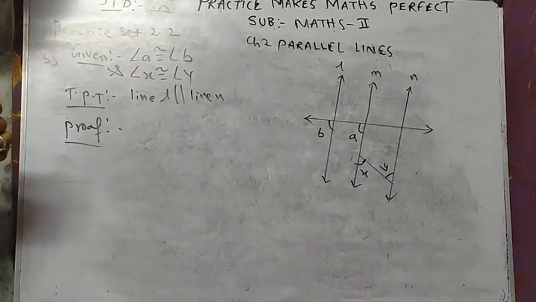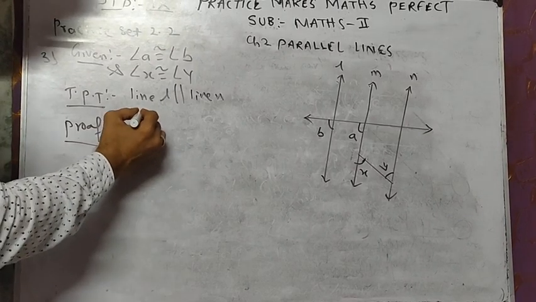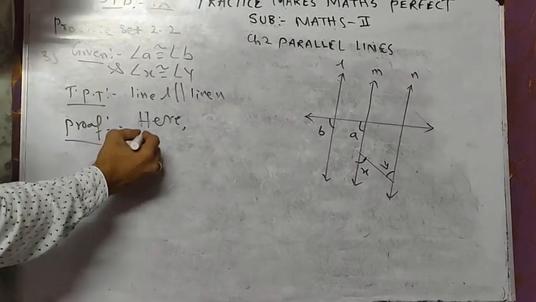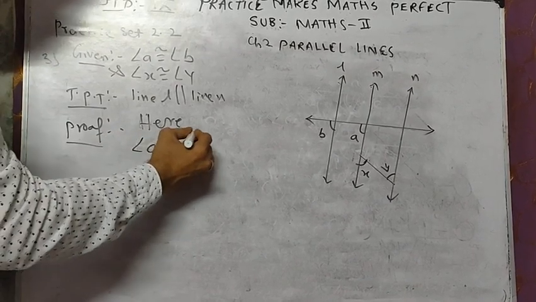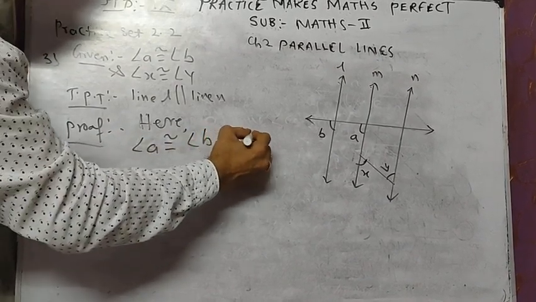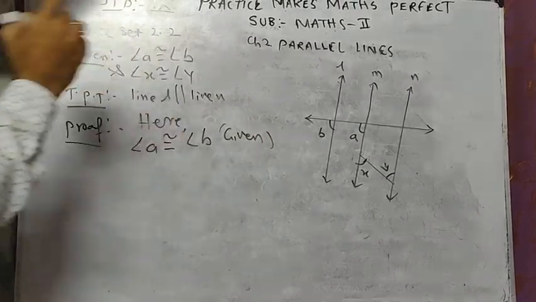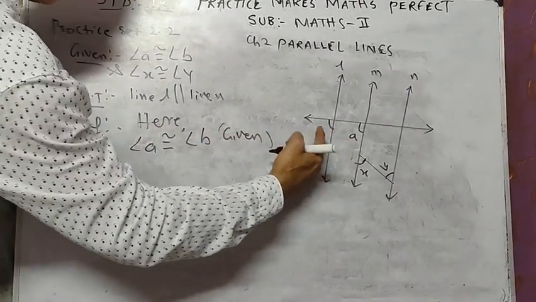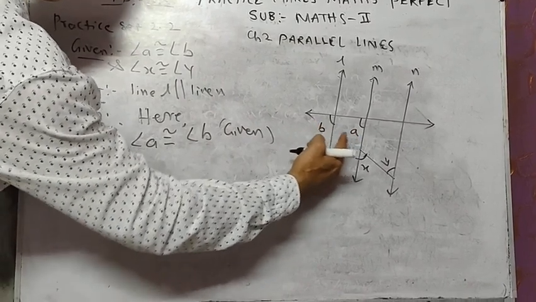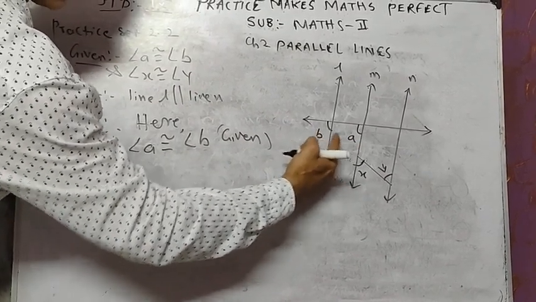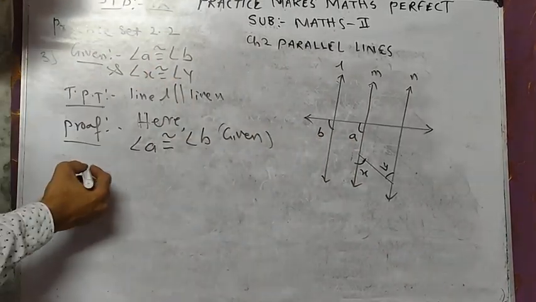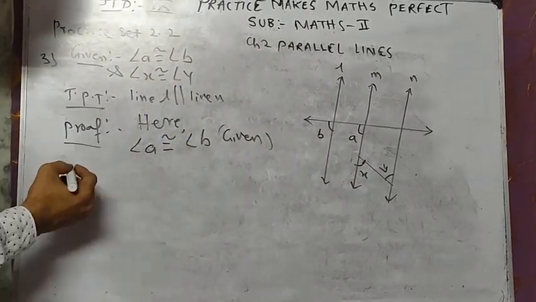So now, first of all, we will take the help of given here. Here angle A is congruent to angle B. Given. This given helps first of all. So angle A is congruent to angle B. You can see angle A is congruent to angle B. How are they? They are corresponding angles, correct? One angle above the line, one angle also above the line. So I will write here angle A congruent to angle B.